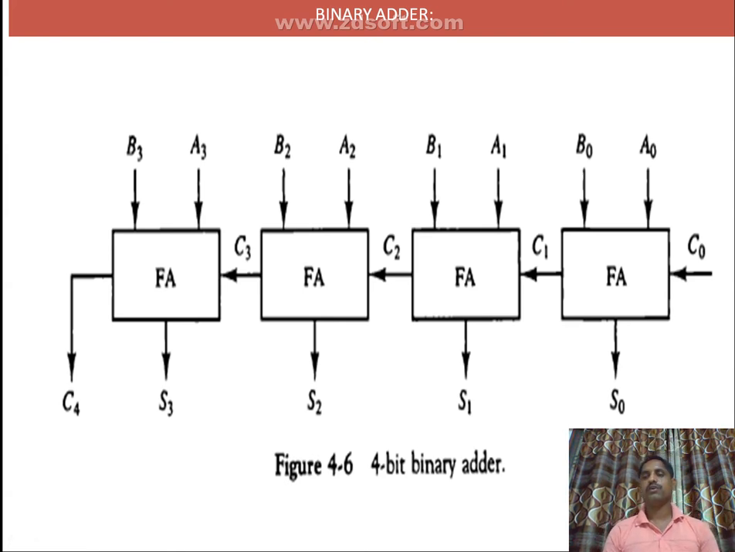In that 4-bit binary adder, the augend bits of A and the addend bits of B are designated by the subscript numbers from right to left. The carries are connected in a chain through the full adders. The input carry of the binary adder is C0 and the output carry is C4. Okay, so likewise we can use the binary adder.